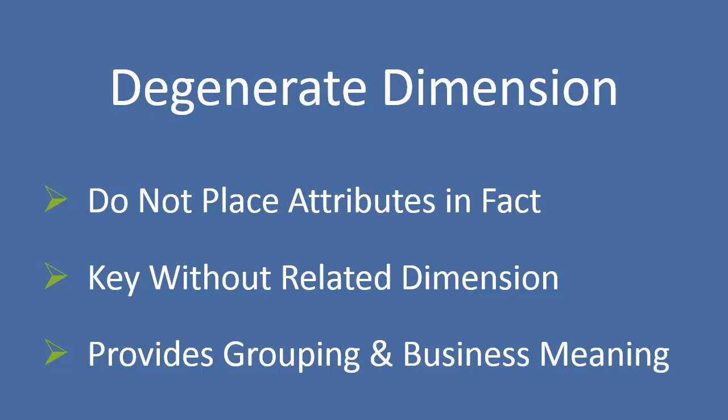Its purpose is to provide a way of grouping your facts, just like all other foreign keys in your fact table. And it also provides some business meaning. So in the case of a claim number, when we're using the natural key, we can actually pull that claim number out and relate it to other operational systems.